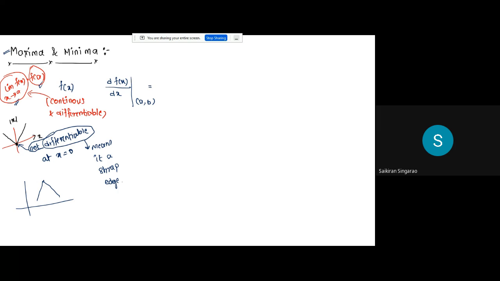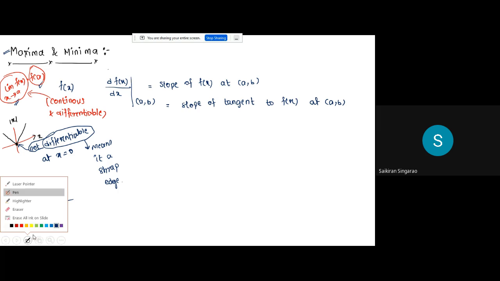Whenever a sharp point is isolated like this, what I was telling, differentiation of a function at a point is the slope of the function at a given point, or to be specific, the slope of the tangent to the function at the given point. So when you get a sharp edge, what is the meaning of tangent, sir? What's the meaning of tangent?